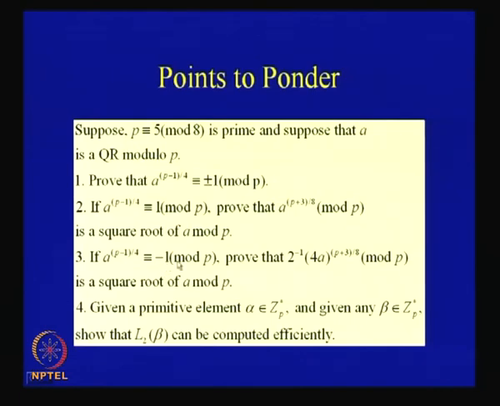Otherwise, if it is minus 1, then you can show that 2 power of minus 1 into 4a raised to the power of (p plus 3) by 8 modulo p is the square root of a mod p. And given a primitive element alpha which belongs to Zp star and given any beta which belongs to Zp star, you can show that L2 beta can be computed efficiently. This is an exercise which you can try to solve.